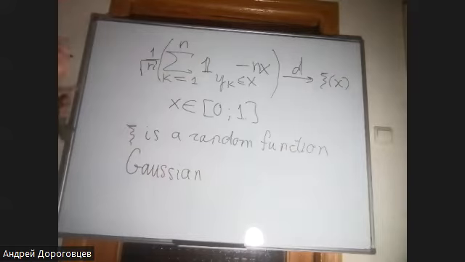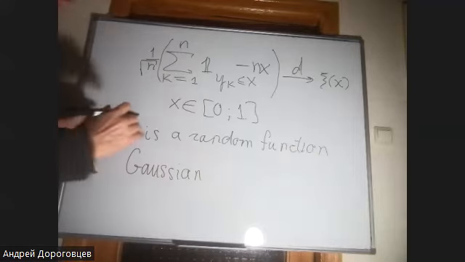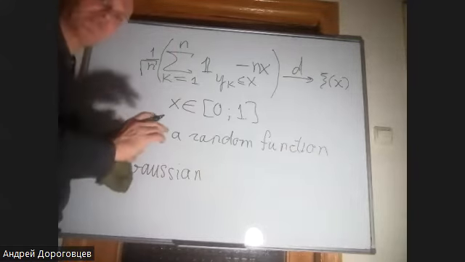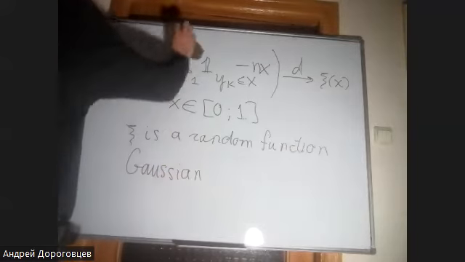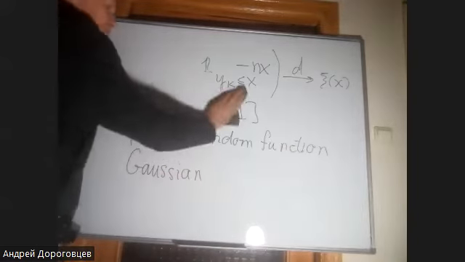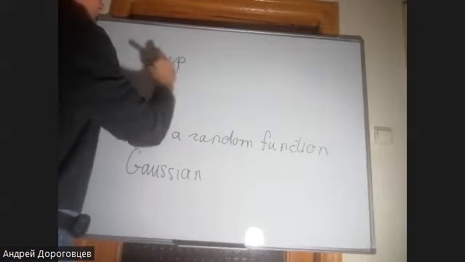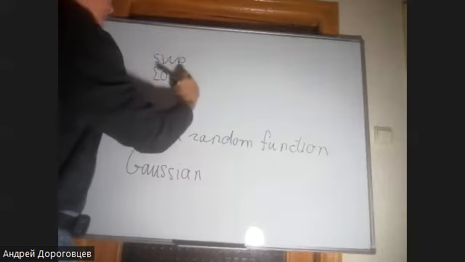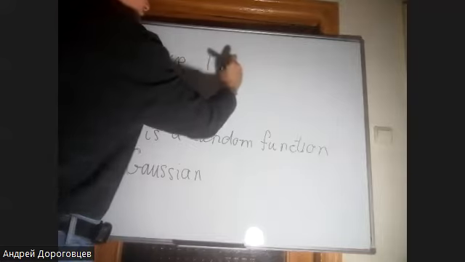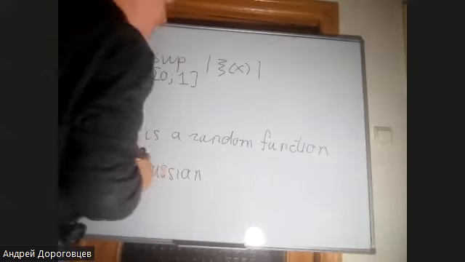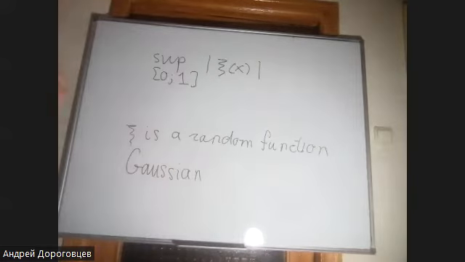Finally, maybe I know the correlation of this random function. So I will have some Gaussian limit. And what is the distribution which we mentioned before? This distribution is equal to the distribution of the supremum over [0, 1] of psi of x.